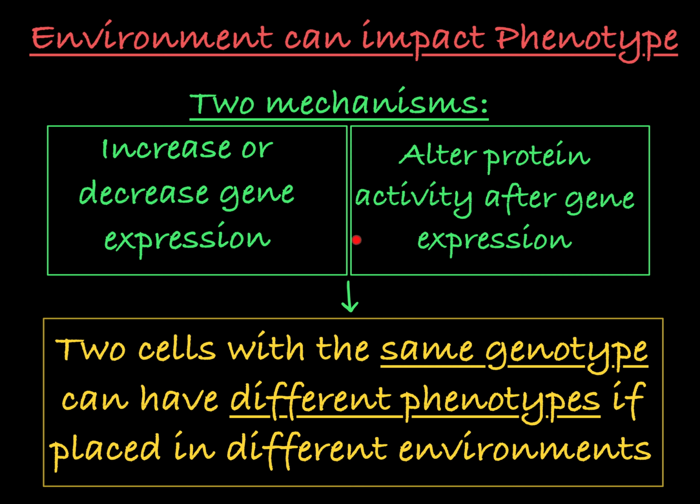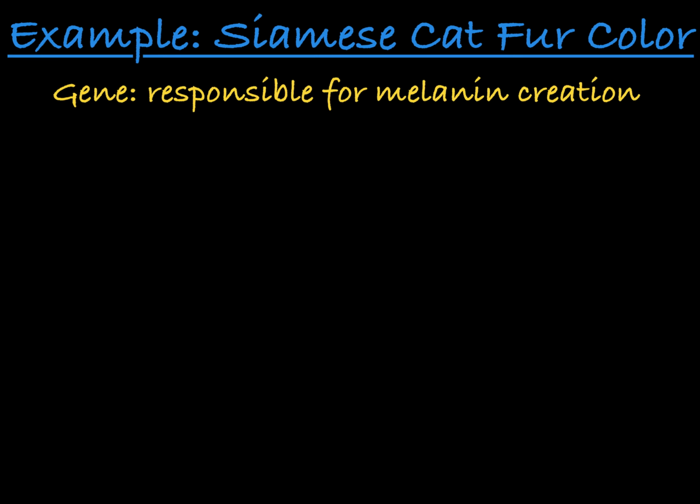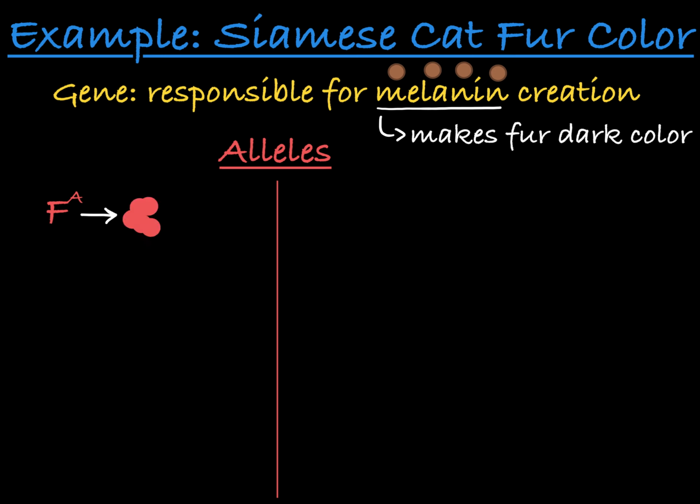Now let's look at this scenario, when the environment alters the activity of the protein produced from the gene. An example of this can be seen with cat fur color. Cat fur color is partially controlled by a gene that encodes an enzyme that catalyzes the production of the pigment melanin. This melanin gives the cat darker fur. Now there are two alleles we'll focus on in this example. The first, let's call it FA, encodes an enzyme that catalyzes the production of melanin.